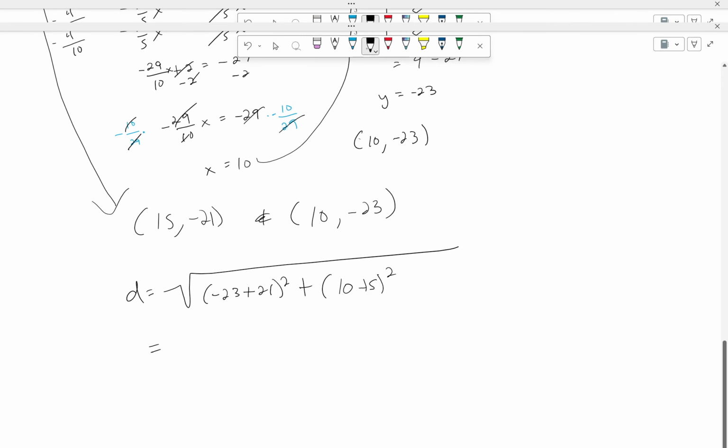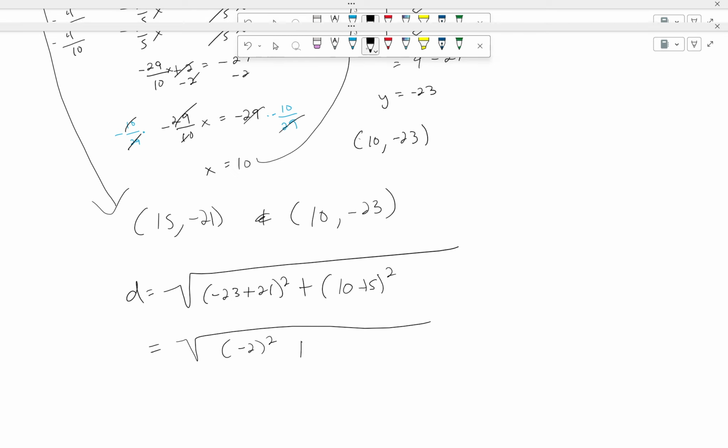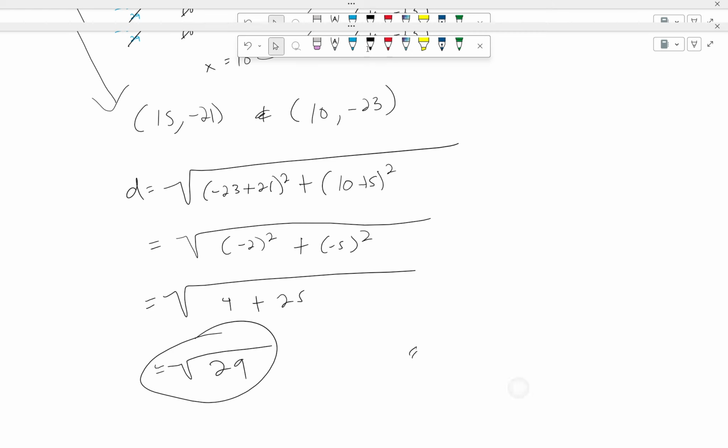And that's going to be the square root of negative 23 minus negative 21, which is negative 2, squared, plus 10 minus 15, which is negative 5, squared. Negative 2 squared is 4, plus negative 5 squared is 25. 4 plus 25, it's going to be radical 29. And if you guys recall back in Canvas, I already told you the answer I wrote was radical 29, which is exactly this, square root of 29. All right. So those are 21 and 23.